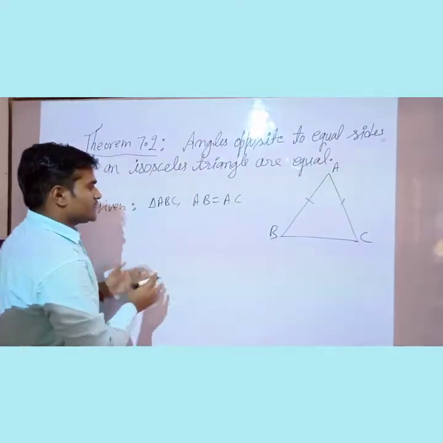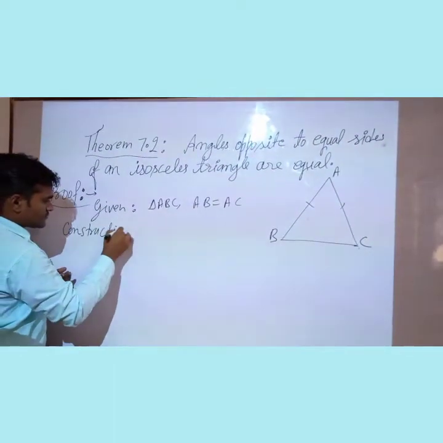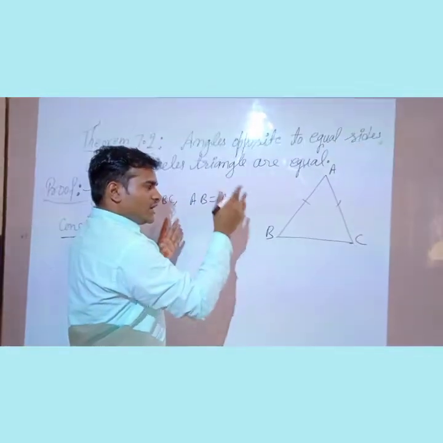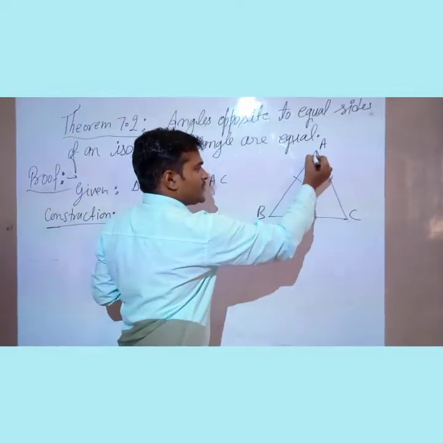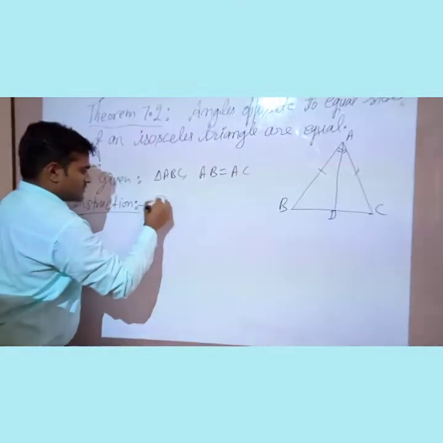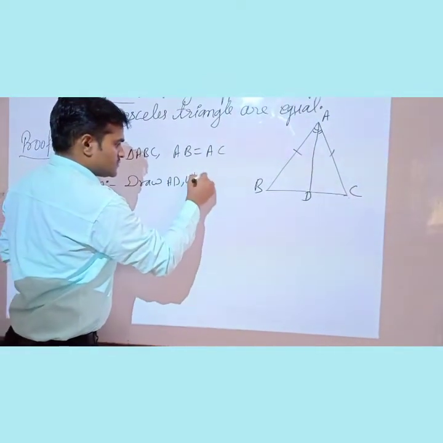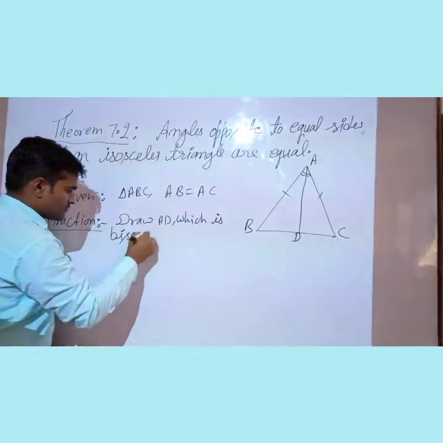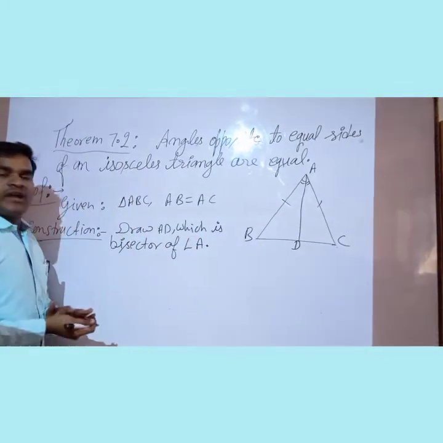Now children, we will do the construction. In the construction, we draw a bisector of angle A. It means these two angles are equal. So draw AD, which is the bisector of angle A.